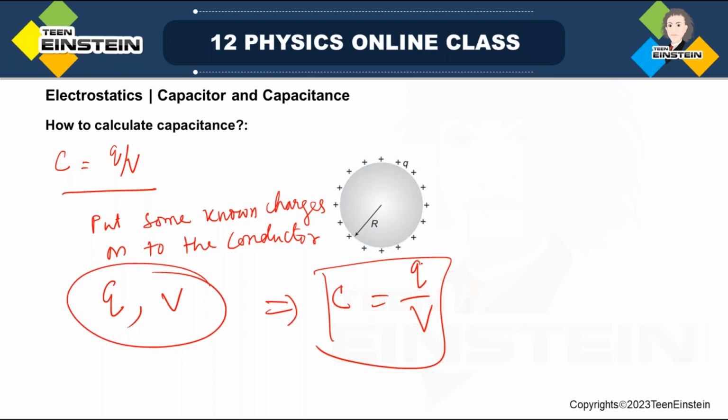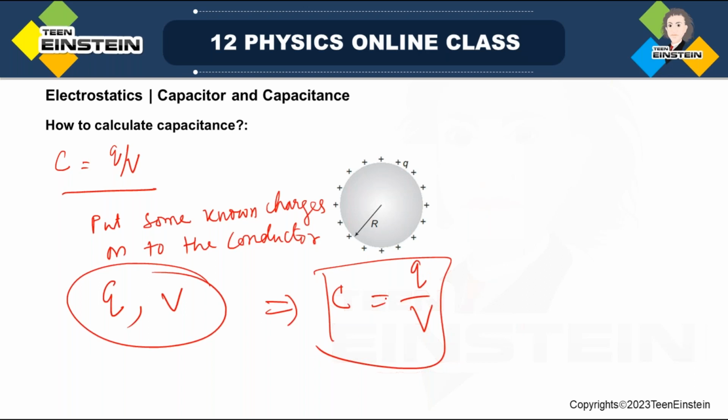How do we calculate? We give this Q amount of known charge to the conductor, and then we find out the potential difference across the ends, or the potential difference due to putting the charges. Once you get that, we take the ratio of charge to the potential to get the capacitance.